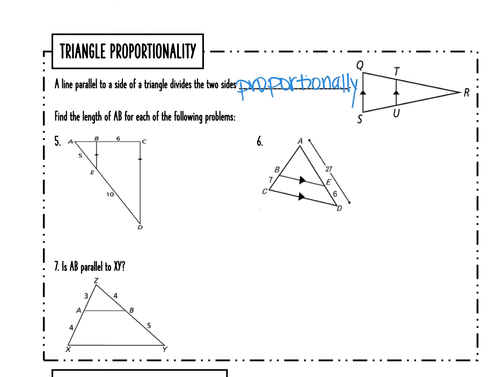So that means the sides aren't necessarily equal, but they'll be getting bigger or smaller by the same amount. So for this, we have to have parallel lines. If you see the little arrows right there, they're telling us they're parallel. And that means our four sides of those triangles, so this side, this side, this side, and this side, will be proportional to each other.